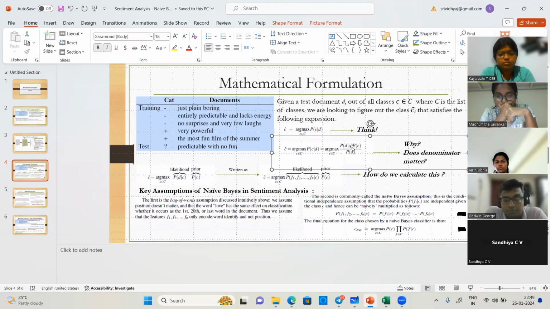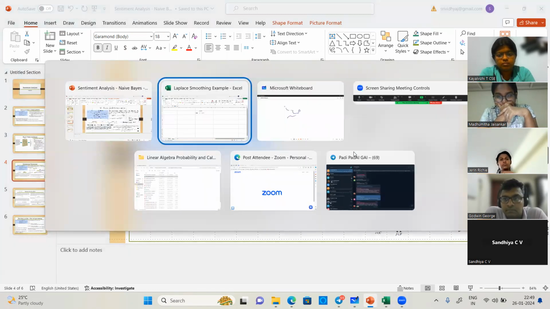So if you look at this, I'm going to do this for two classes, right? So basically, what will I do? I will compute. I'll give it another shot. Let's see if the whiteboard works again.